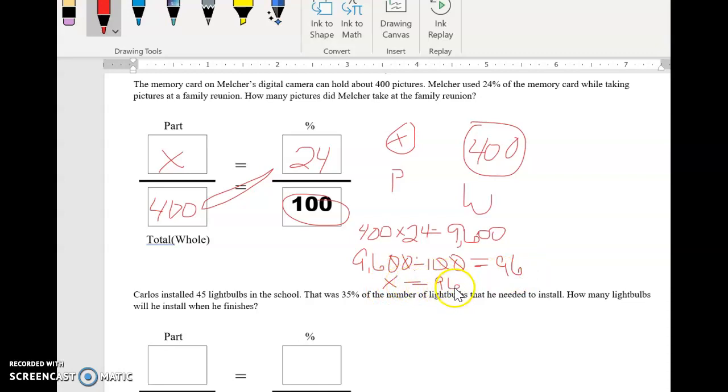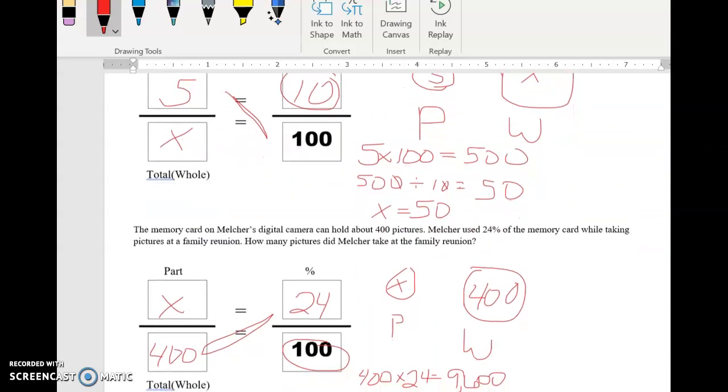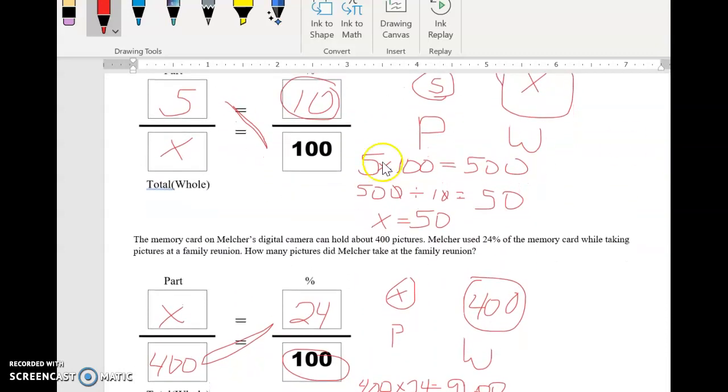So there are 400 pictures on the camera. How many did he take? Well, he only took 96 pictures. Now you notice in these word problems, my X were in two different places. Your X is not always your whole. Your X is not always your part. It depends on what you are looking for. That's why the first thing you have to do is figure out what's my part, what's my whole.